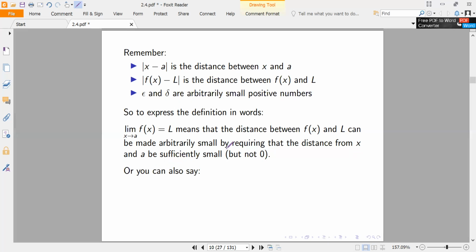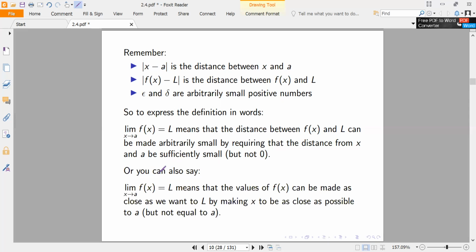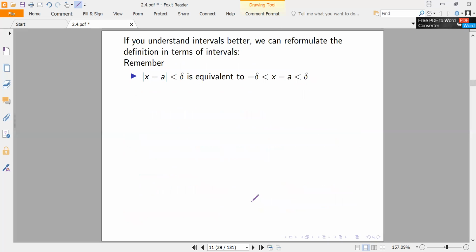So in other words, if we want to use this epsilon-delta definition, we can say that the limit of f of x as x approaches a is equal to L. It means that the values of f of x can be made as close as we want to L by making the values of x sufficiently close to a, right? That's what we've been explaining so far. So f of x can be made closer to L by making the values of x closer to a.